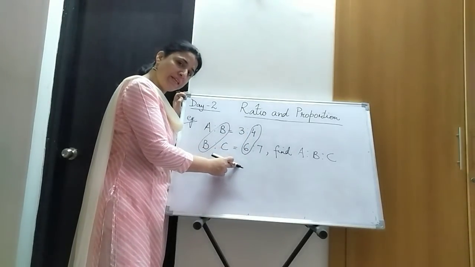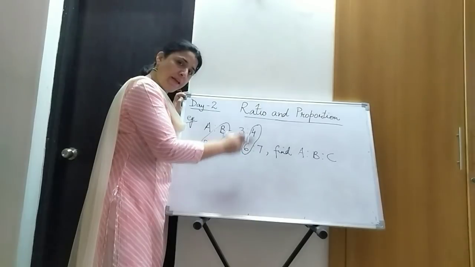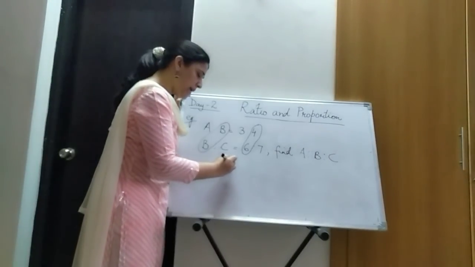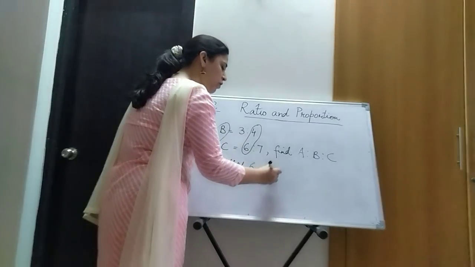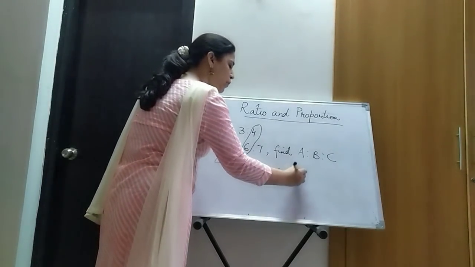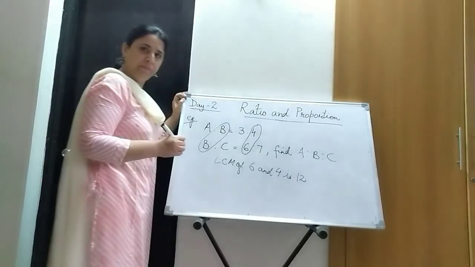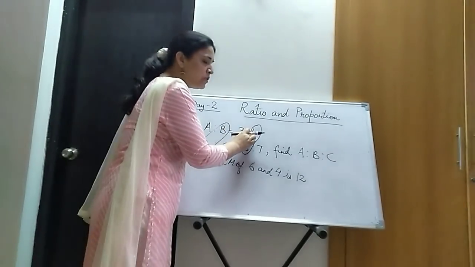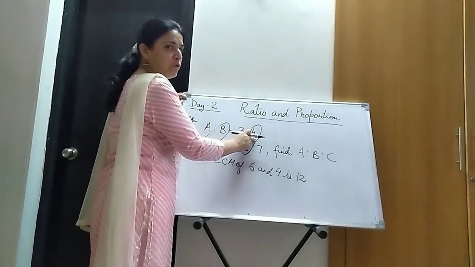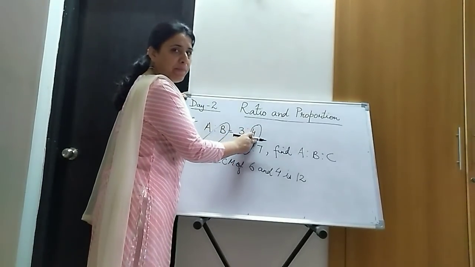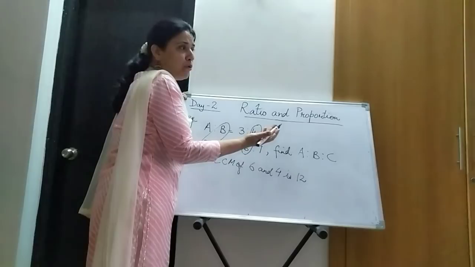What is the LCM of 6 and 4? The LCM of 6 and 4 is 6 2s are 12. Yes, 12. Now we will make this also 12 and make this also 12. How to make this 12? You'll multiply by 4. You have to convert it to 12.